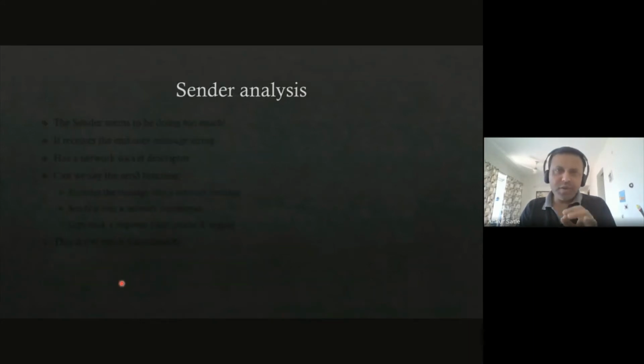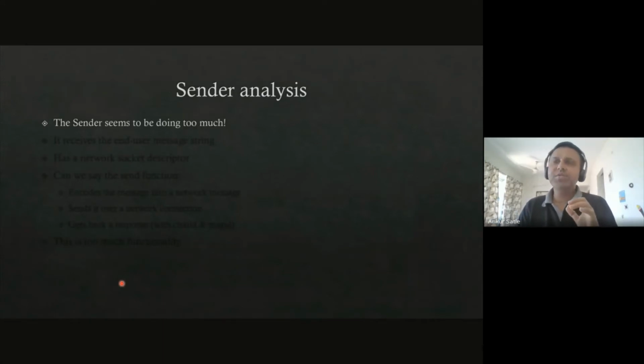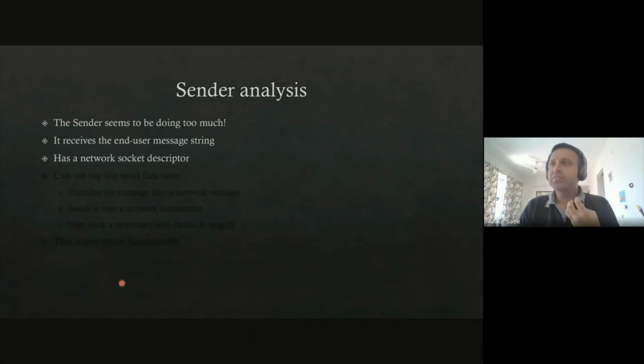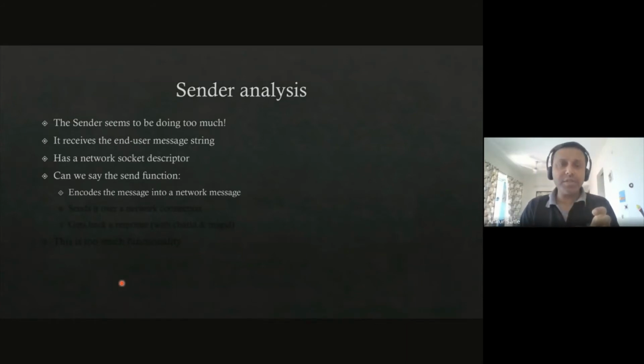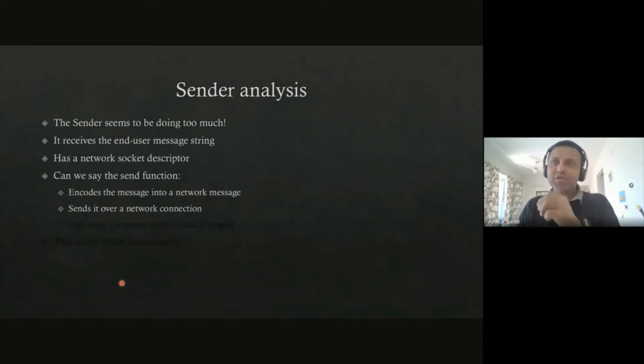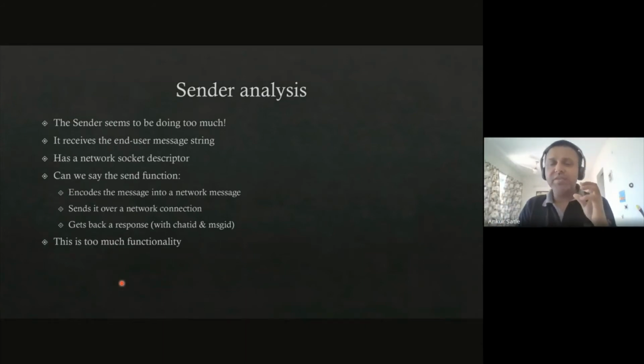Now, if you analyze what we have built here, which would be a very typical design that somebody would make, the sender seems to be doing too much. According to me, it receives the end user message string in the send function. It has a network descriptor, socket descriptor, and we can say that the send function encodes the message into a network message, some protocol kind of a message. It sends it over the network connection, so it is responsible for socket operations, etc. It gets back a response with the chat ID and message ID. This by itself is too much functionality. It's too much in one place.